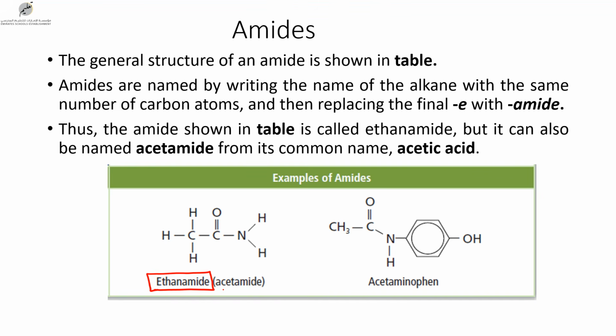Ethanamide, also called acetamide, and this one is called acetaminophen. You don't need to remember how to name something like this, but just know that this one here is an amide. So this is an amide compound, okay? Also this one. You need to know the functional groups, all right?